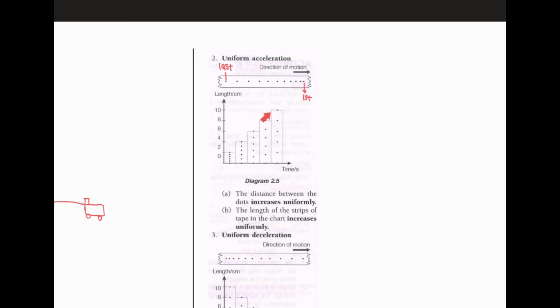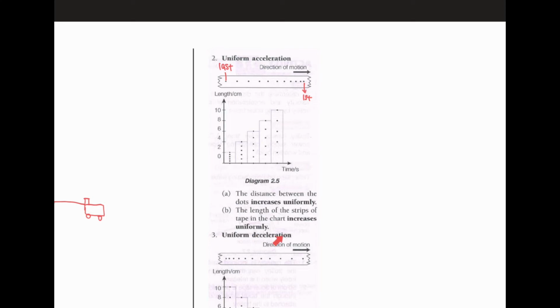Okay, now, A, the distance between the dots increases uniformly. Increases uniformly is like, you see, increase 2 cm, then increase 2 cm, then increase 2 cm, then increase 2 cm. So it increases by 2 cm each time.